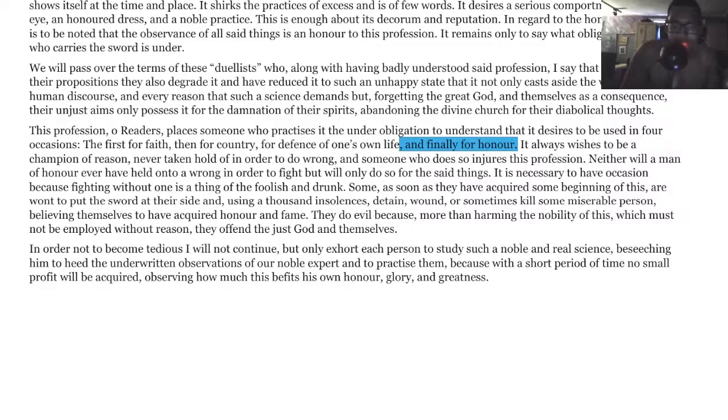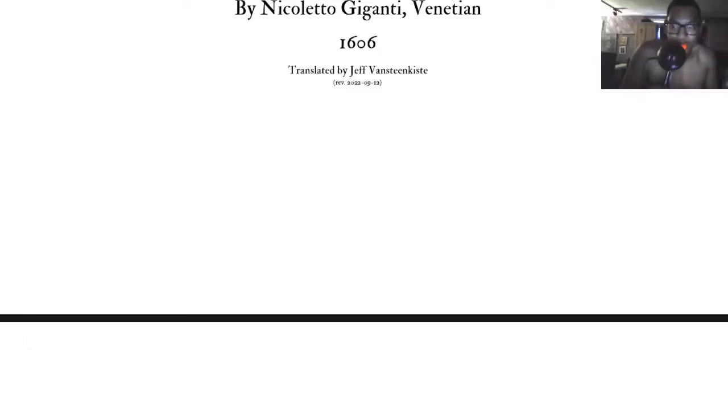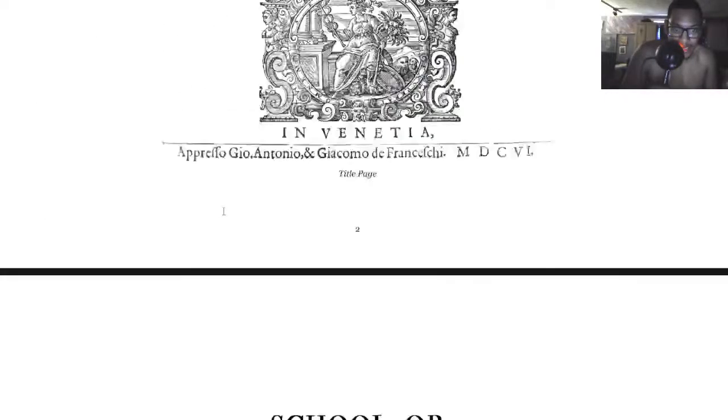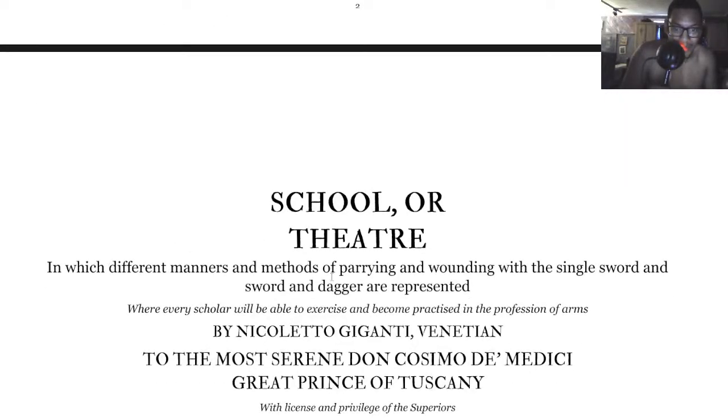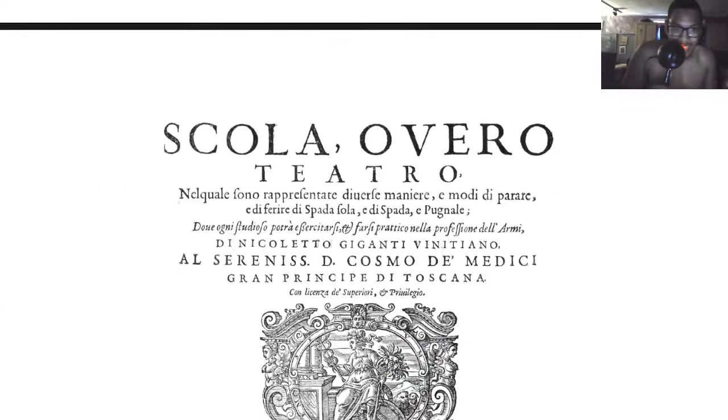Chilling, watching RVX. I'm reading School or Theater by Nicoletto Giganti. The proper name is actually School or Theater, in which different manners of swords and ways of parrying and wounding with single sword and dagger are represented, where every scholar will be able to exercise and become practiced in the profession of arms, by Nicoletto Giganti. Yeah, that's the real name.